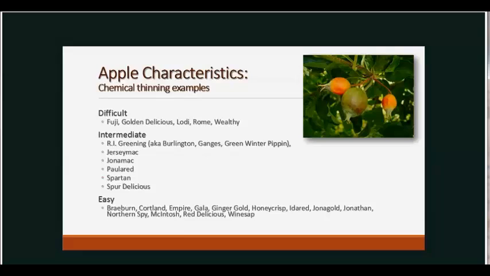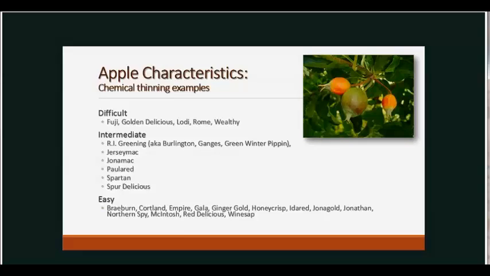You can actually have small fruit and fairly easily do chemical thinning on these, so that you can use things that are considered not as aggressive. So something like Sevin insecticide would work for these. So Braeburn, Cortland, Empire, Gala, you see the list there. All of these are considered fairly easy to thin.